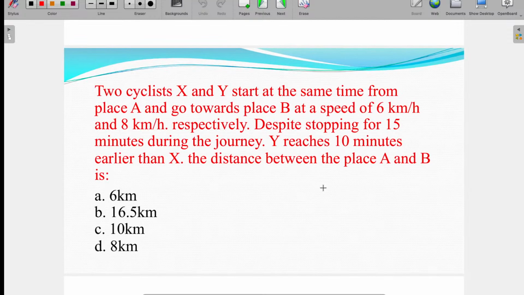Try this. Two cyclists X and Y start at the same time from place A and go towards place B at the speed of 6 km per hour and 8 km per hour respectively. Despite stopping for 15 minutes during the journey, Y reaches 10 minutes earlier than X. Okay.